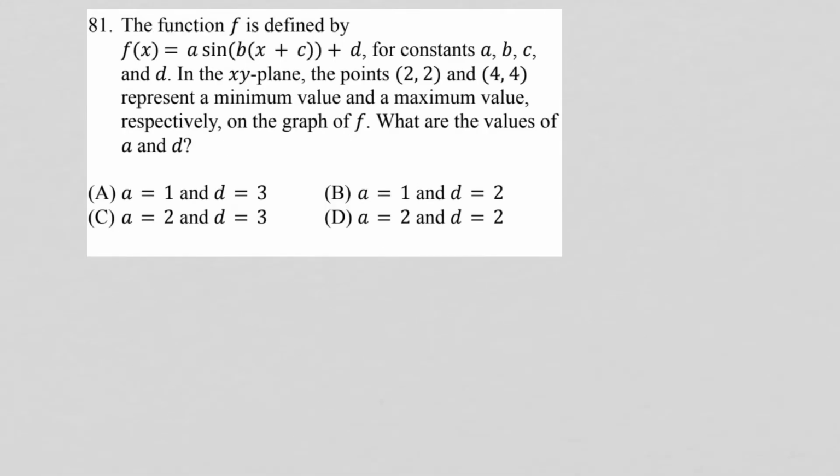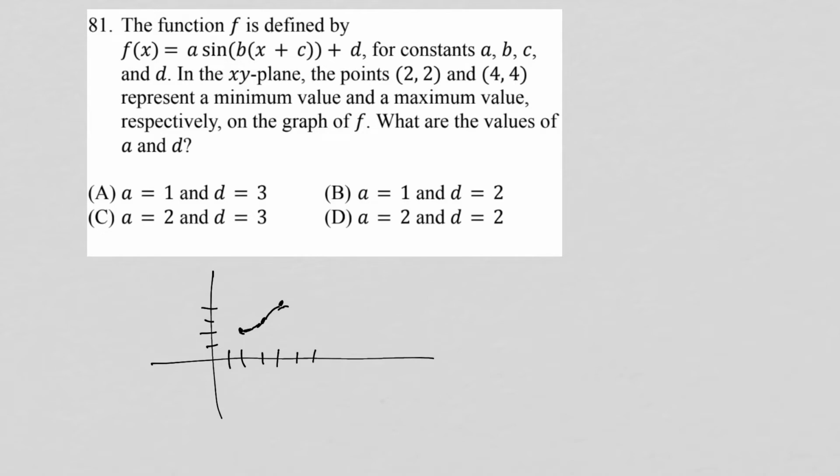Okay, here's another trig function. A sine B parentheses x plus C plus D. They're telling us that 2, 2 is a minimum value, and 4, 4 is a maximum value. Interesting. What's the values of A and D? This is a funny question because with a sine curve, the minimum turns into the maximum.